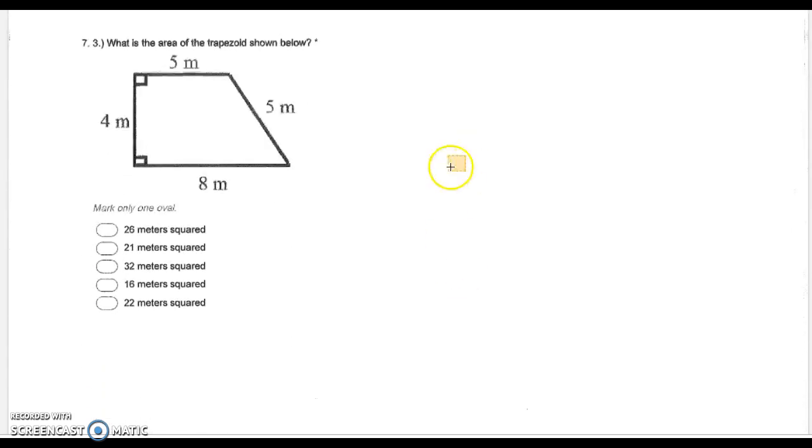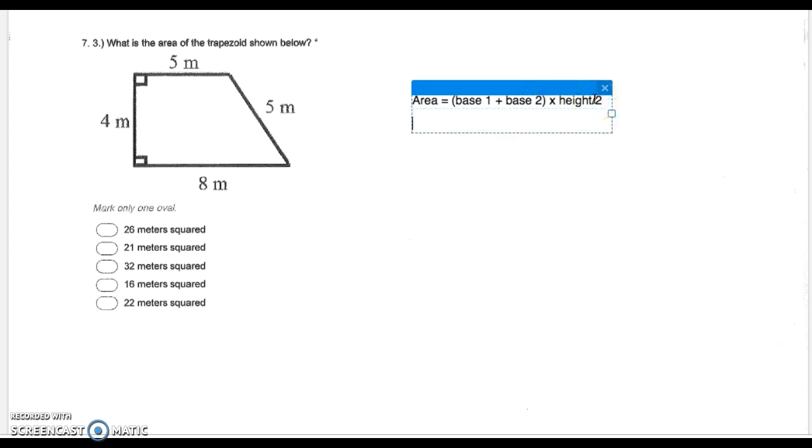Okay, the next one there, we have a trapezoid. If you were able to look on the board, the formula for the trapezoid is area equals base 1 plus base 2 times our height, and that is all divided by 2. So in this case, our base 1 can be 5. Base 2 is the one that's parallel to it. That would be 8. So why don't we use 4 and 5?